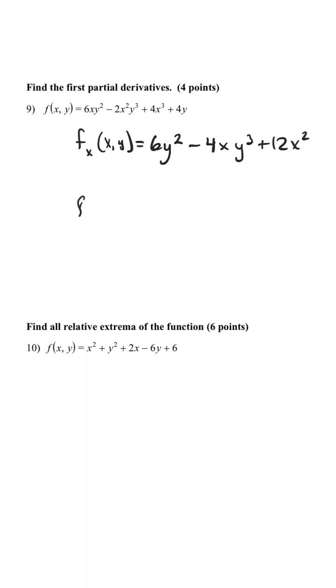Now the other first partial derivative is with respect to y. So now x is the constant expression. So 6 and x are constant expressions. They're just coefficients. So we differentiate y squared. The derivative of y squared is 2y. The 2 would multiply the 6 and the x. So we get 12x times y.